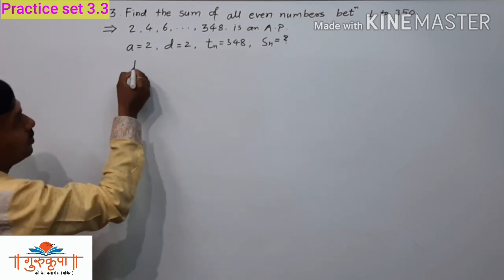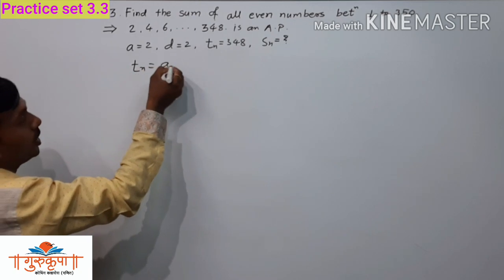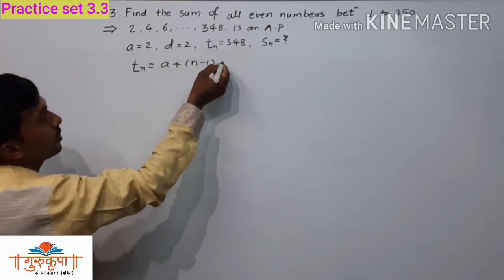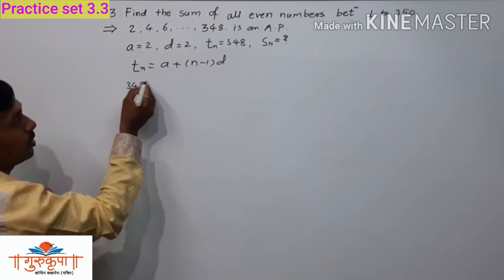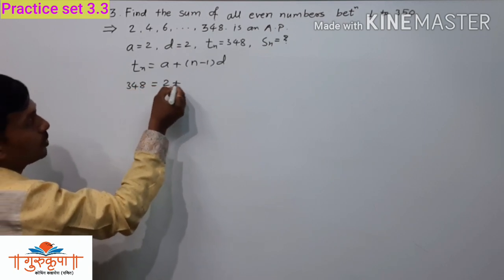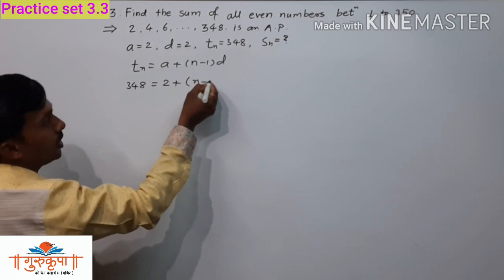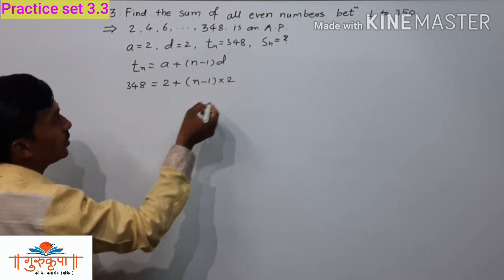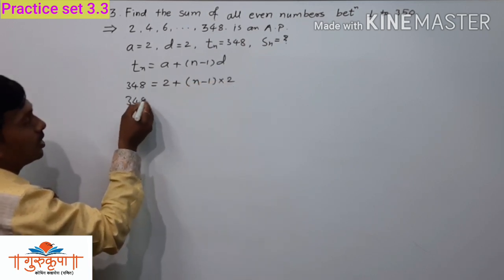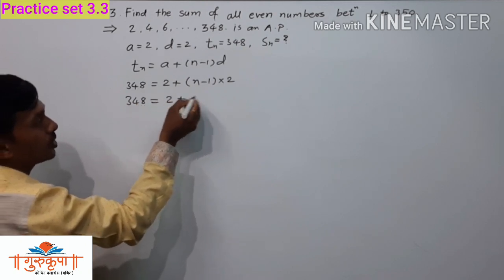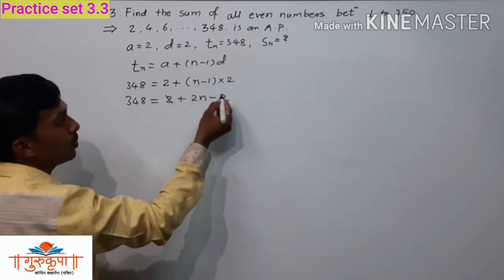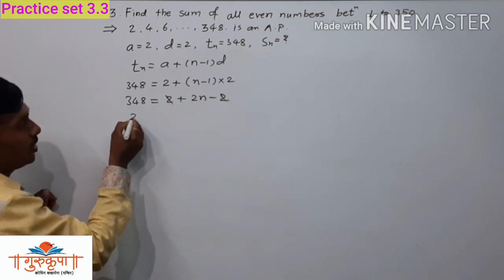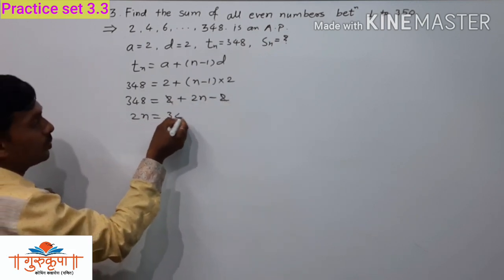So here we will write the formula, that is Tn is equal to a plus (n minus 1) into d. Put the values there. Tn is 348. It is equal to the value of a, which is 2, plus (n minus 1) as it is, into the value of d, which is 2. Simplify this once again. This is 348 as it is, 2 plus 2 into n is 2n, minus 2 into 1 is 2, plus 2 minus 2 gets cancelled, and here we have 2n is equal to 348.